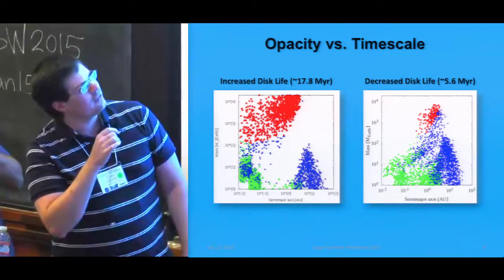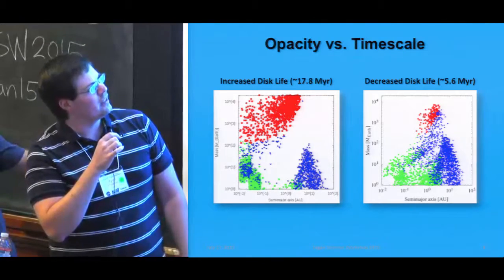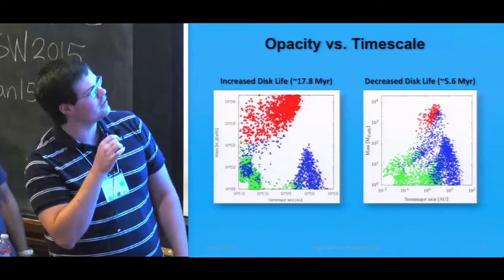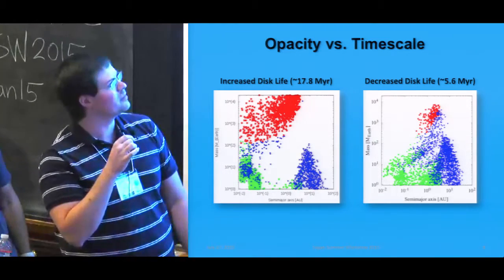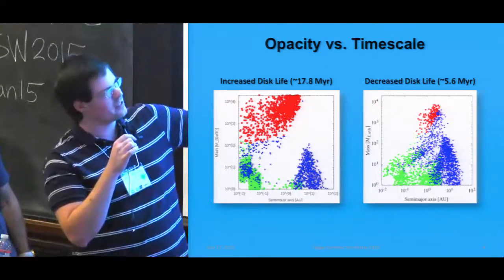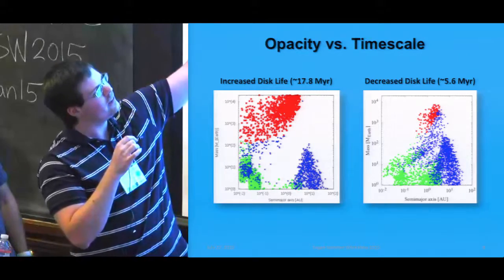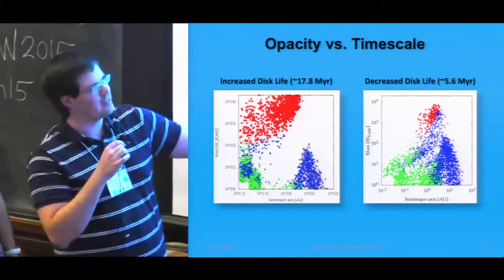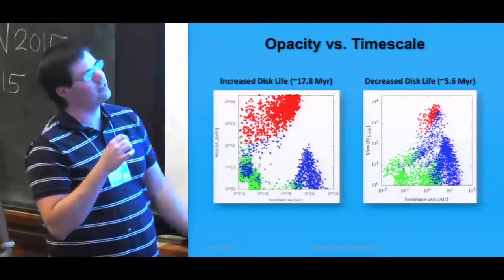You do form an awful lot more giant planets, but the increased lifetime also causes all of the planets to migrate inward. So you get this massive desert in the middle, because you have the planets that are able to get big and stay there, and then you have the planets that aren't able to grow to that size. Type 1 migration just drives them straight into the star.